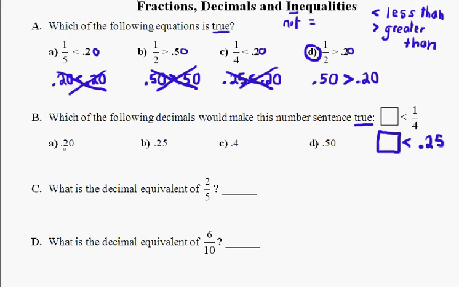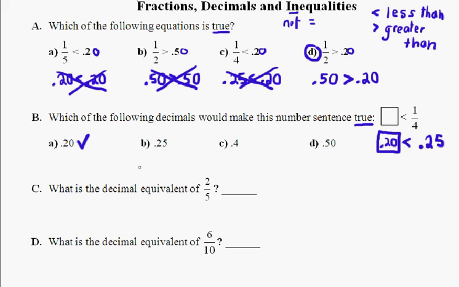So A says 0.20, so I'm going to take the 0.20, put it right in there and check to see if that's right. Is 20 cents less than 25 cents? I think that is true. So I'm going to hold off on that because I think that one is true. I'm going to put a little check there. But what I'm going to do each time is try another one.